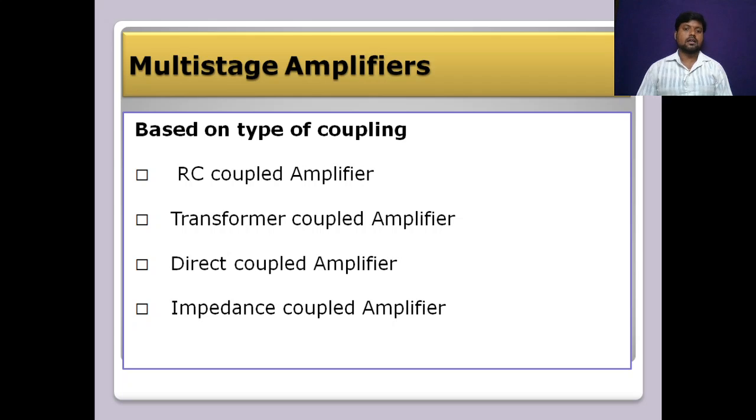The next one is a transformer coupled amplifier. Here we use a transformer as a coupling device. And the direct coupled amplifier, the name itself indicates that there is no coupling device used. We are directly connecting the output of one stage to the next stage. Directly, in the sense, a simple wire is going to be used. And the impedance coupled amplifier. So here we are matching the impedance. Okay, impedance coupled amplifier.